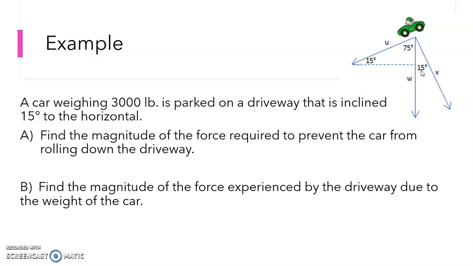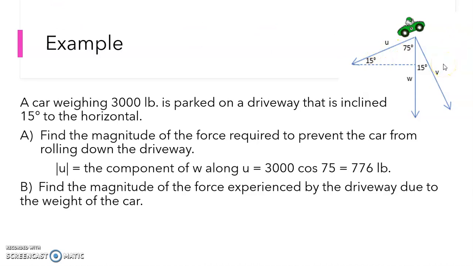Now let's talk about what they want us to actually calculate in our question. I need the magnitude of the force required to prevent the car from rolling down the driveway. Rolling down the driveway would be this way. This is the weight of the car that's pulling down, and I need the component of W along U because the weight of the car going in this direction is what I need. So pause the video and see if you can find the component of W along U.